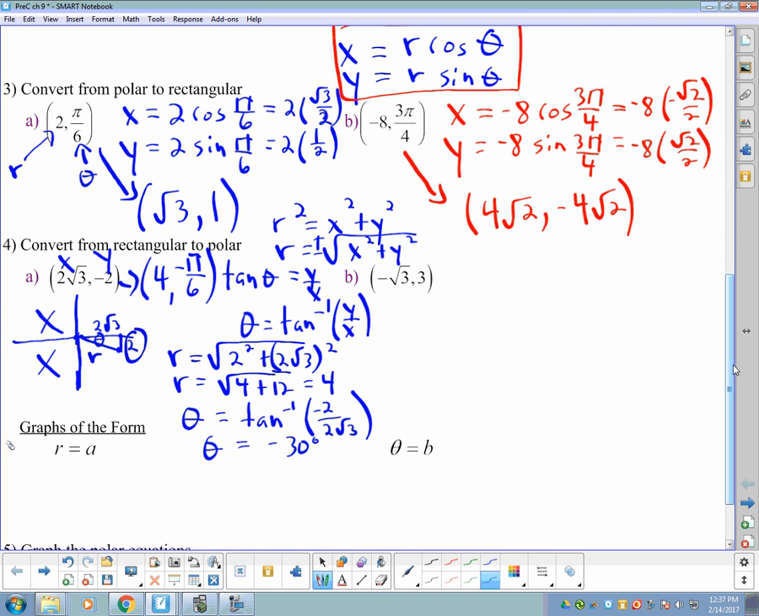All right, B. Let's go ahead and find r here. Can you guys go ahead and find r for problem B there? And then I'd like you to find theta for me. So go ahead and try that on your own, please.